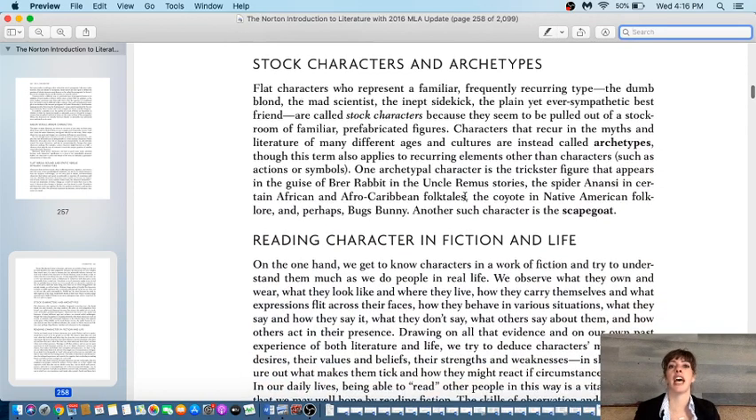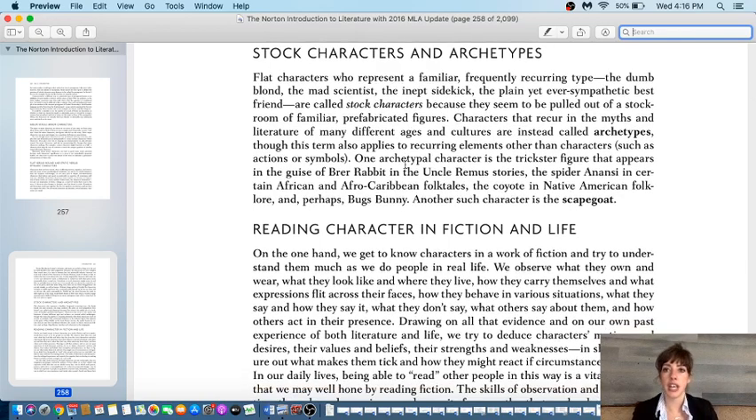Stock characters and archetypes. So flat characters who represent a familiar, frequently reoccurring type, the dumb blonde, the mad scientist, the inept sidekick, the plain yet ever sympathetic best friend, are called stock characters because they seem to be pulled out of a stock room of familiar, prefabricated characters. In case anyone doesn't know what that means, it's like a stock image on the internet. It's just something that is up for grabs and we all recognize as a thing because we've seen it so many times, and it is built around stereotypes, right?